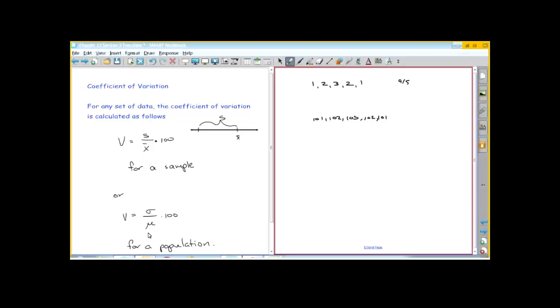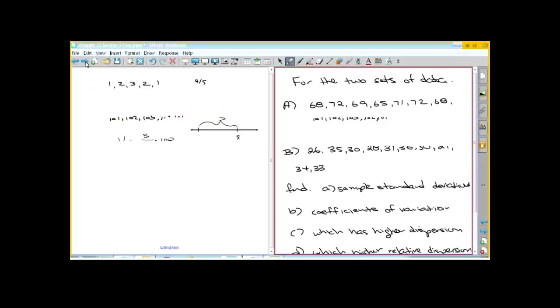This is the sample mean. This is the population mean. We don't really need to worry about those. If you took inferential statistics, that would be important. We're just dealing with samples at this point.